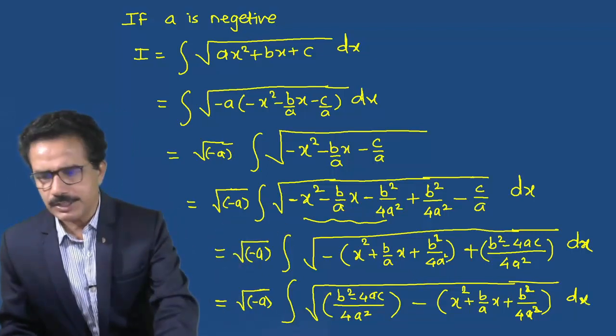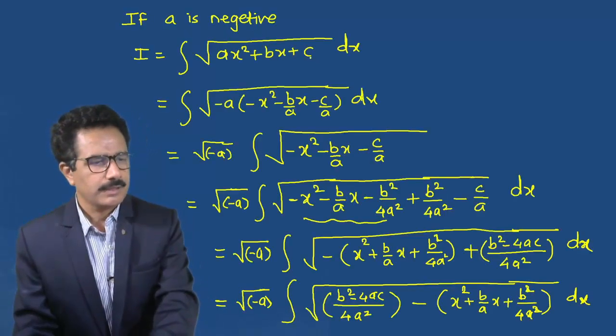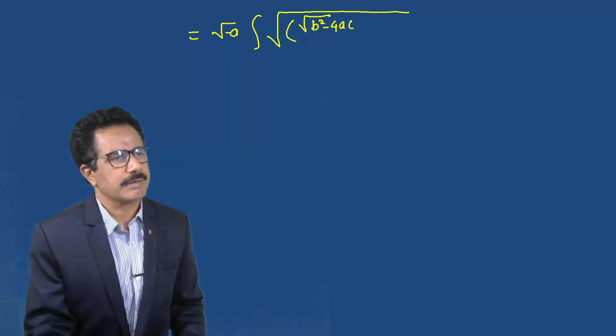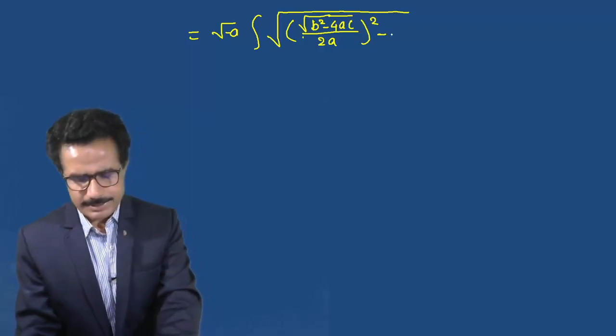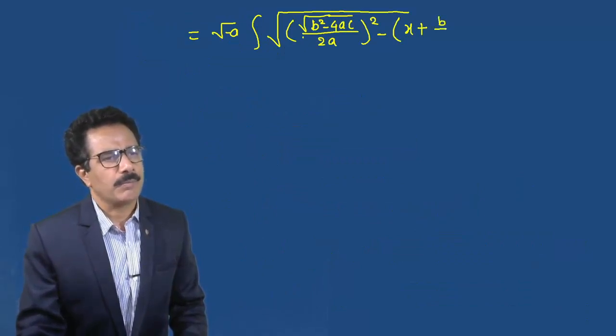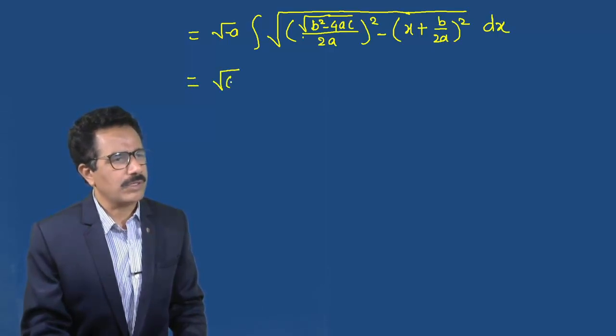Okay, so we can use this formula, which is equal to the integration of root a into the integration of root of ((b square minus 4ac) divided by 2a) bracket square minus (x plus b upon 2a) bracket square into dx. So root of minus a into x square minus a square.